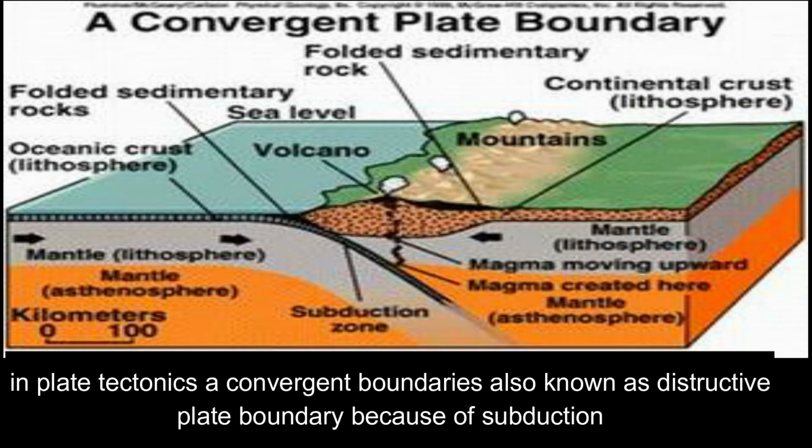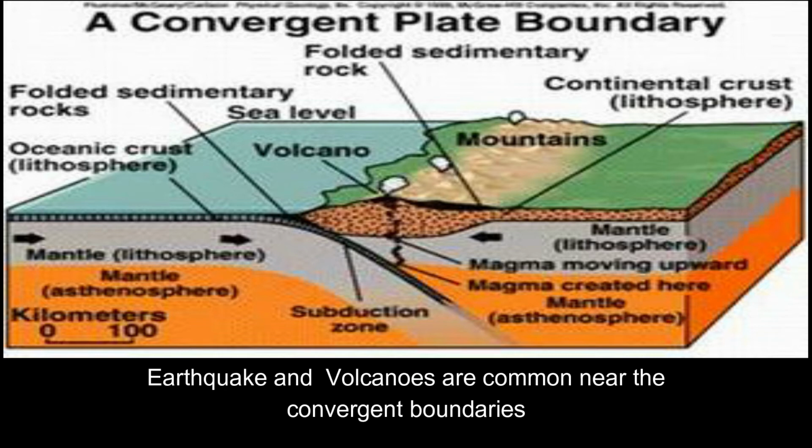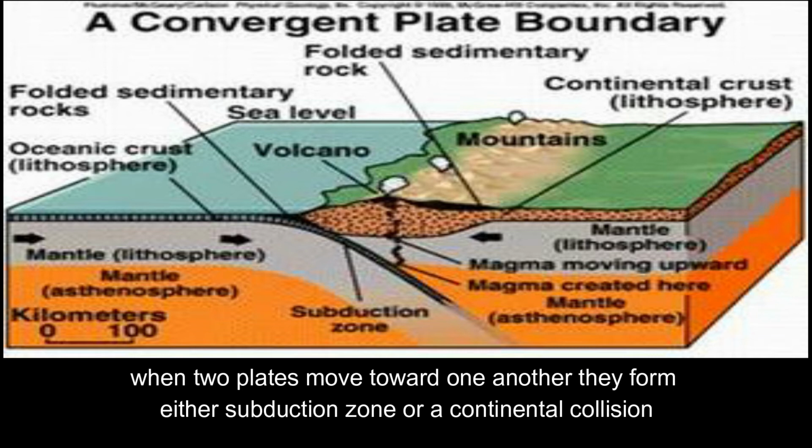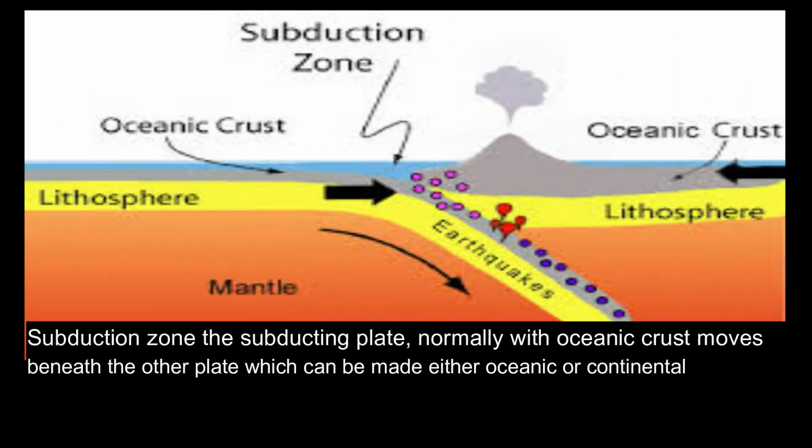In plate tectonics, a convergent boundary, also known as a destructive plate boundary because of subduction, is an actively deforming region where two or more tectonic plates or fragments of the lithosphere move toward one another and collide. As a result of pressure, friction, and plate material melting in the mantle, earthquakes and volcanoes are common near convergent boundaries. When two plates move towards one another, they form either a subduction zone or a continental collision.